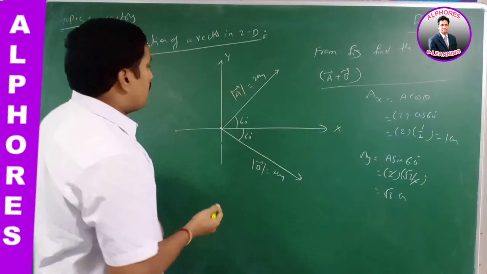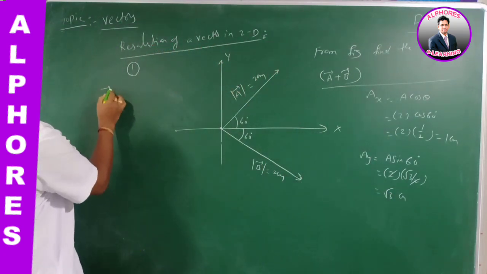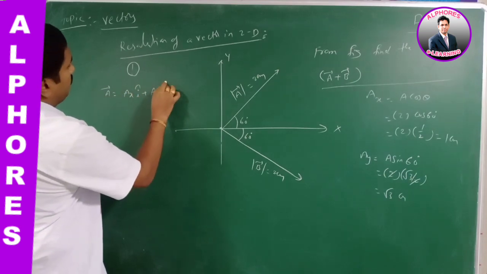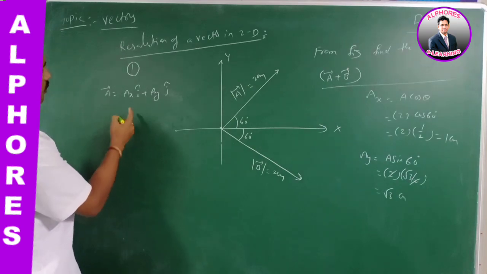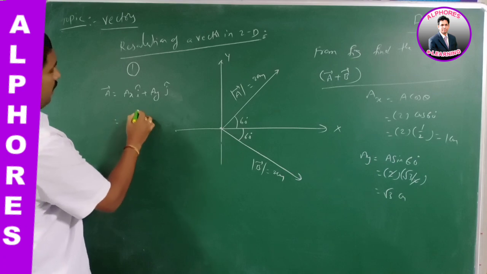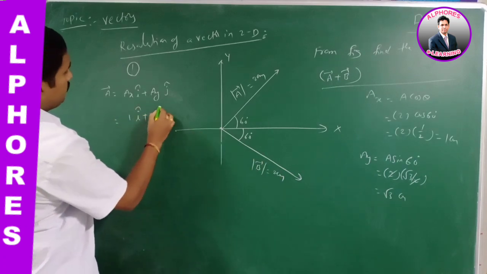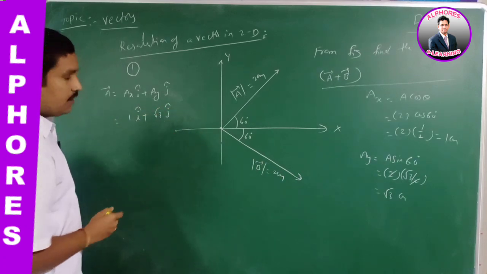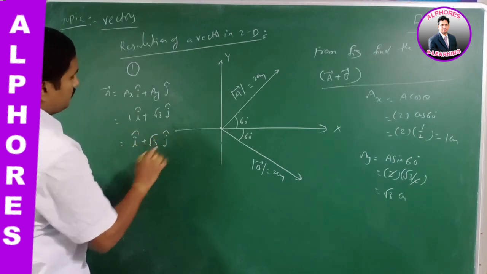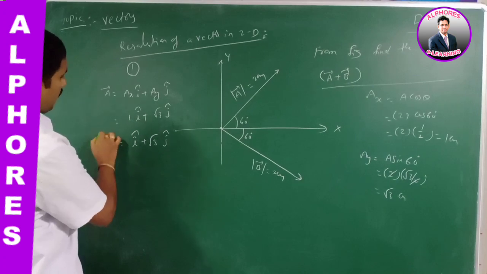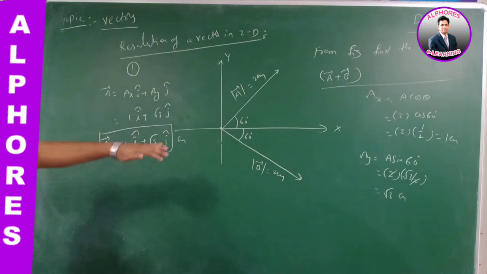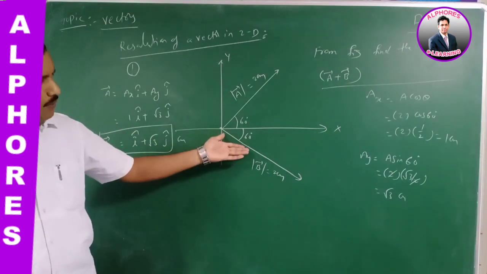Now as per the condition, the vector a bar is equal to ax i cap plus ay into j cap. So here you already have the values: 1 into i cap plus root 3 into j cap. So it can be written as i cap plus root 3 into j cap. This is the vector a bar, which is in centimeters only. Now, in the same way, what about the vector b bar?